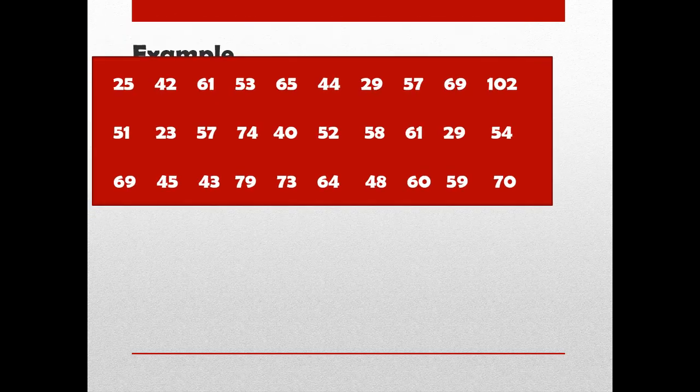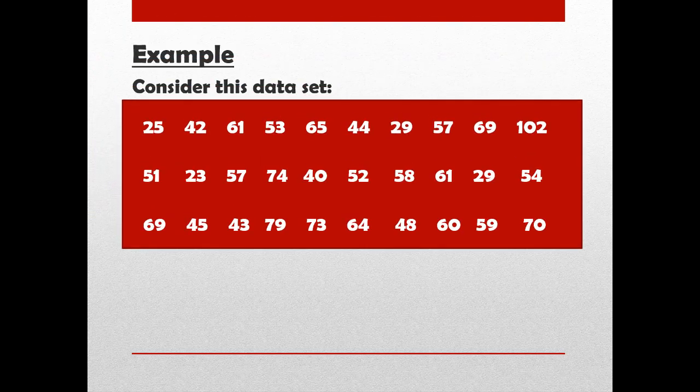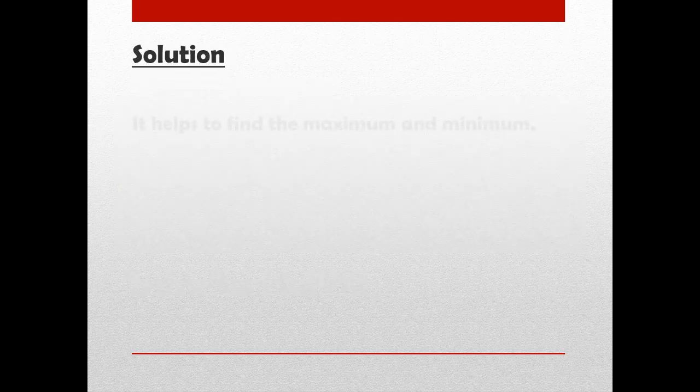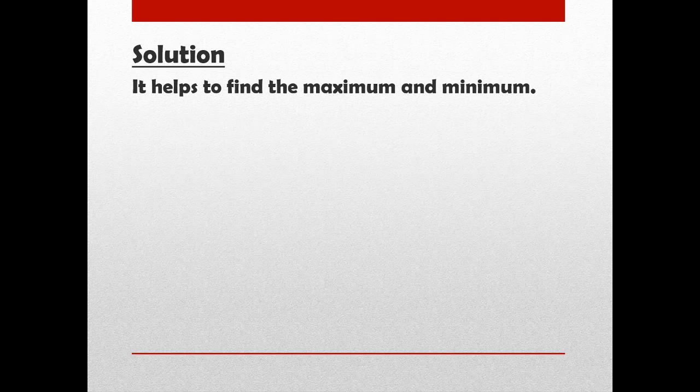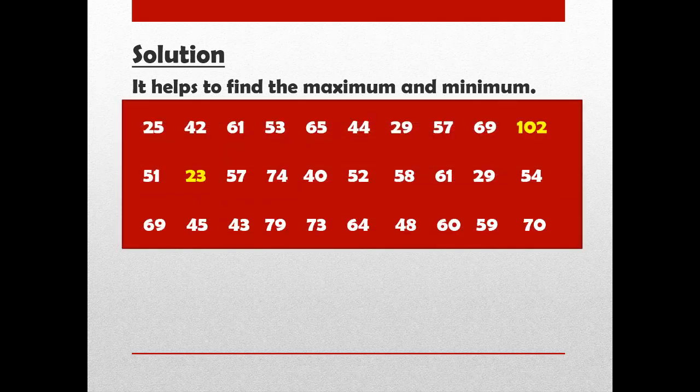So we are going to look at an example. Consider this data set. So we have 30 data entries here, and we want to try to build a stem and leaf plot. So what we're going to do is we're going to find the maximum and the minimum values. That's going to help us in this process. So the maximum value for this data set is 102. The minimum value is 23.